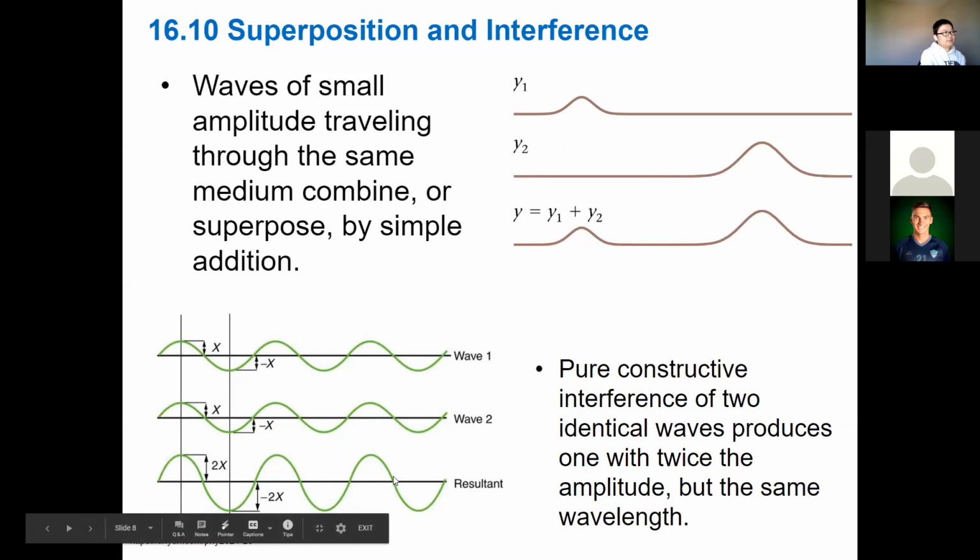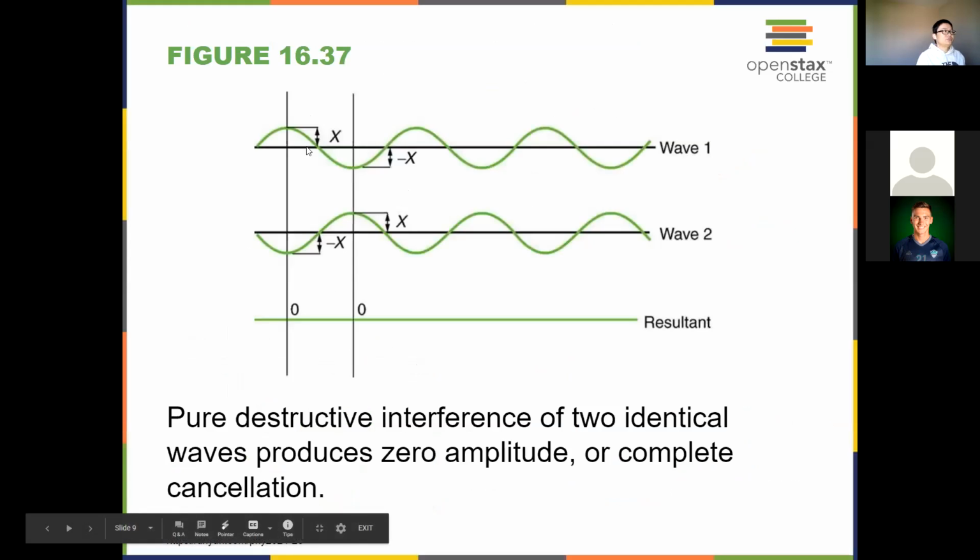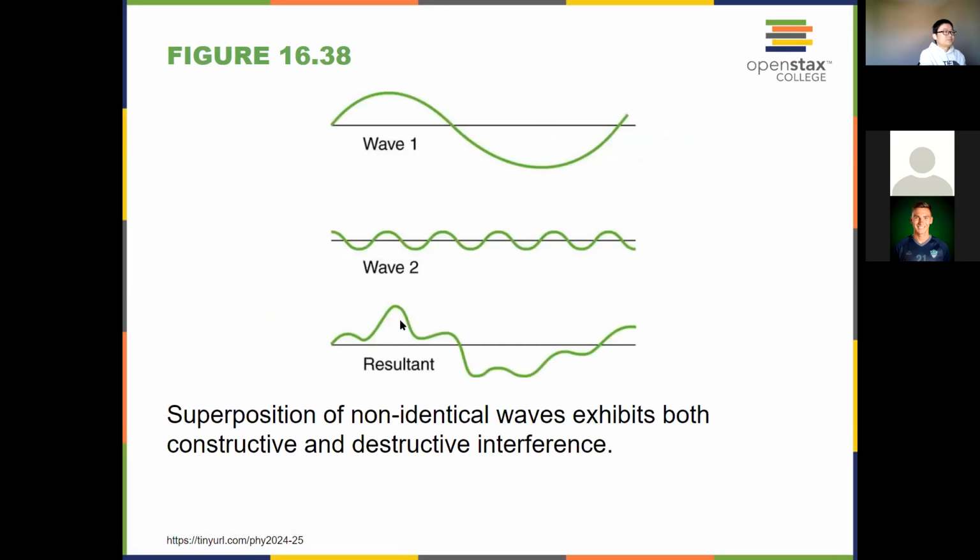On the other hand, if the two waves are quite different, when this one has a maximum, the other one has a minimum. So when the two meet at the same location, you do y1, this wave 1, plus y2, this wave, and they will add up to be 0. This is destructive interference. The two magnitudes add up to be 0.